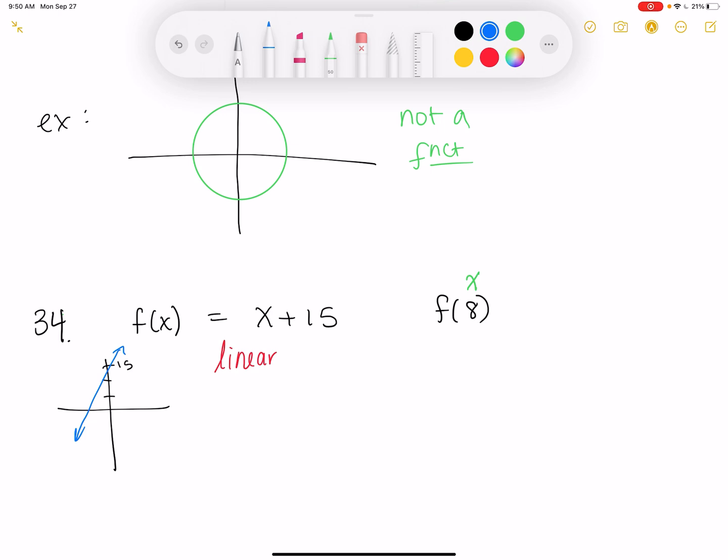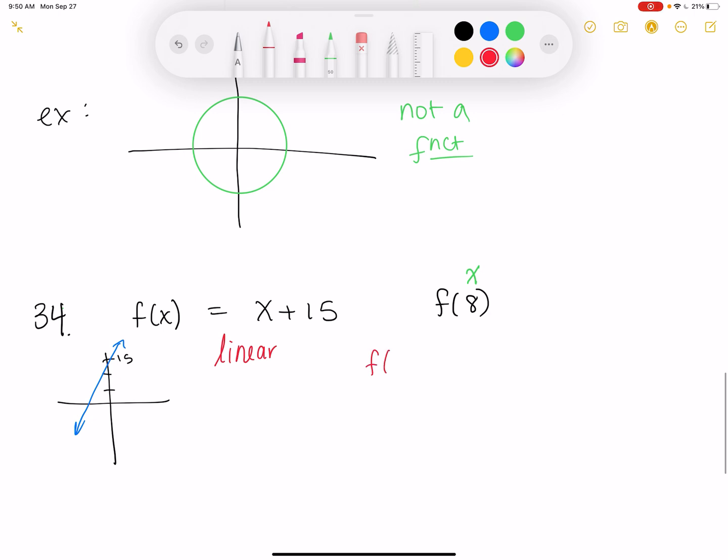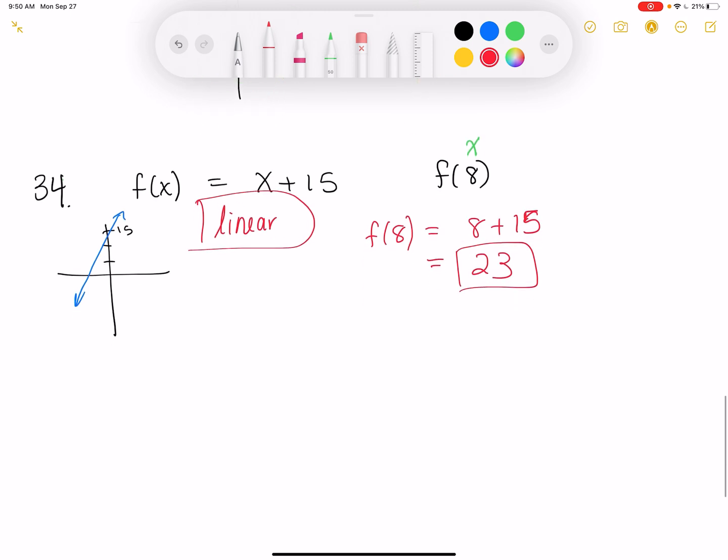All right, so now we need to check and see what the value is. So I'm going to say f of 8 is equal to 8 plus 15. It literally just gets plugged in. So what is that, 23? So the answer is linear, and the answer is 23. You don't even have to graph them.